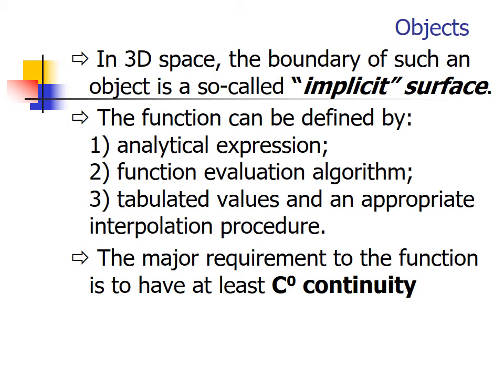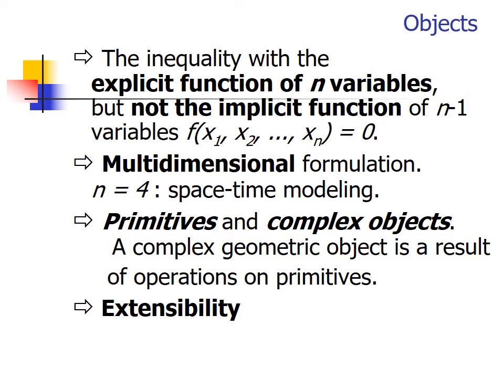In 3D space, the boundary of such an object is a so-called implicit surface. The function can be defined by an analytical expression, a function evaluation algorithm, or tabulated values with an appropriate interpolation procedure. The major requirement for the function is to have at least C0 continuity. The objects must be defined by the inequality with the explicit function of n variables, but not the implicit function of n-1 variables. Multidimensional space with order greater than 3 can also be used for modeling. As an example, space-time modeling with 4 independent variables, where 3 variables are space coordinates and the fourth one is time.